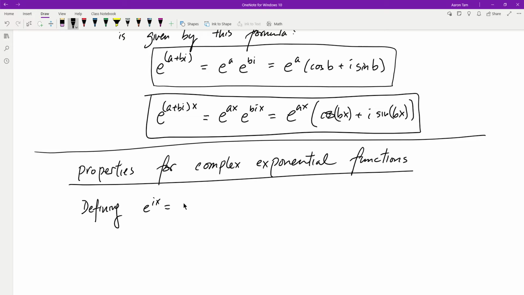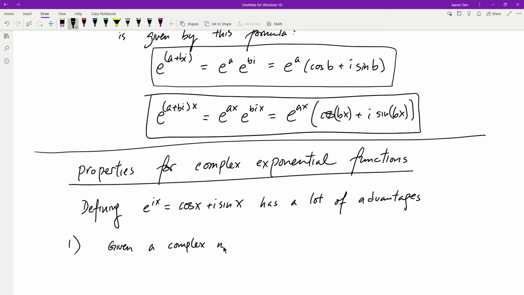Defining e to the ix equal to cosine x plus i sine x has a lot of advantages. And some of these are extremely important in what we need to do. So I want to show you what they are. So number one is the length of the complex number. You probably remember learning it back in Algebra 2. Let's say when you're given a complex number, let's say a plus bi, we define the quote-unquote absolute value, but technically speaking, this is a length function.